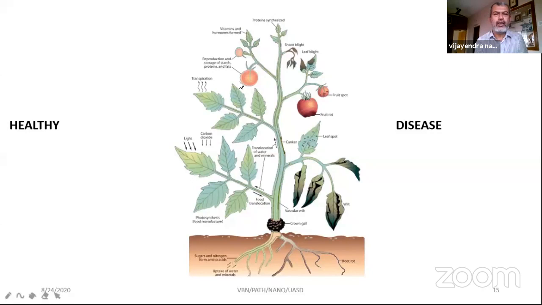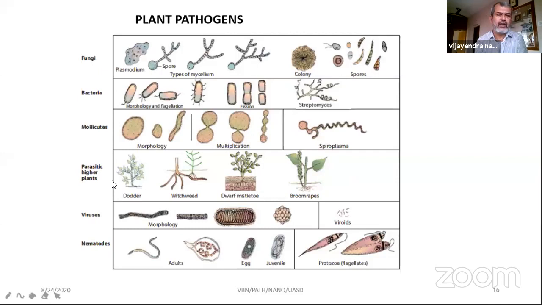So what else can we do? We have to create such an environment surrounding this so that I can reduce the disease to a greater extent. So who are the pathogens? You can say fungi, bacteria, molecules, parasitic plants, virus, nematodes. All these are the ones you can say are mainly associated as plant pathogens.